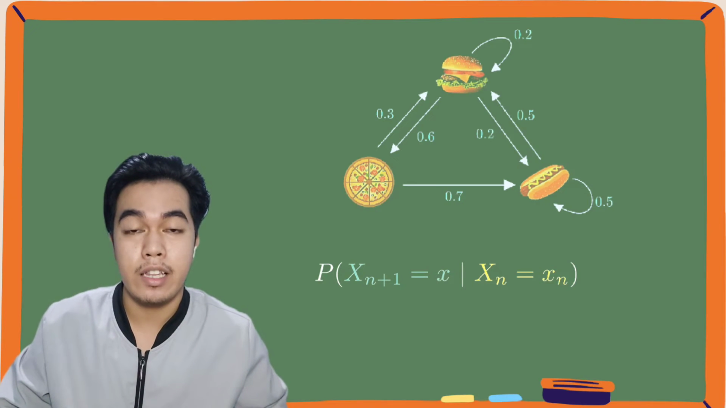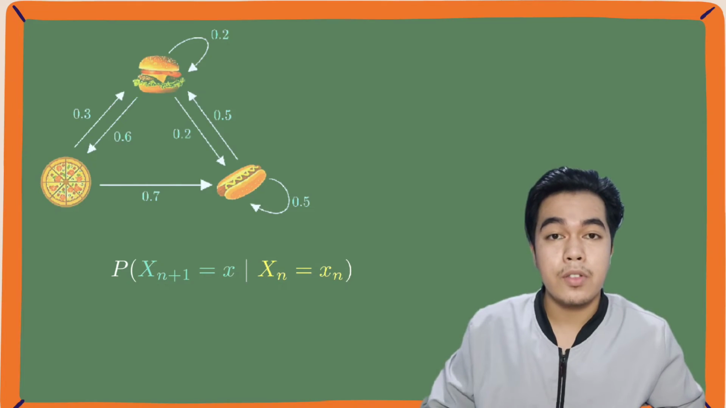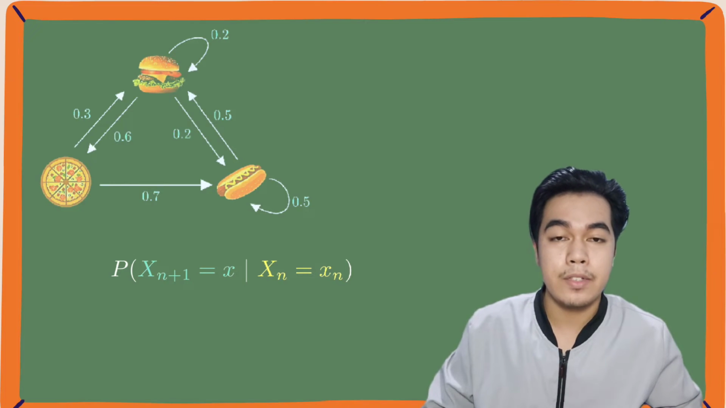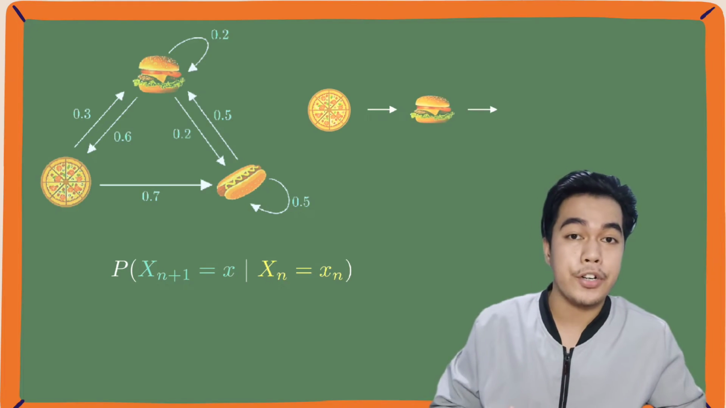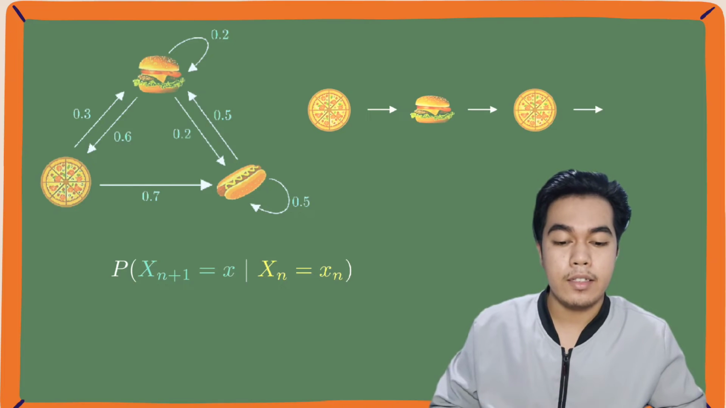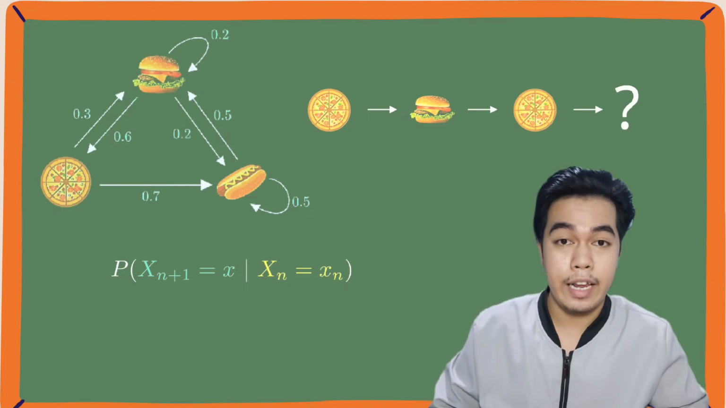Let's understand it a little bit. Okay, suppose the restaurant served pizza on the first day, hamburger on the second day, and again, pizza on the third day.